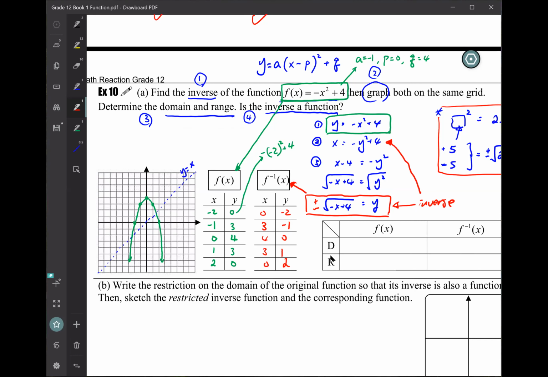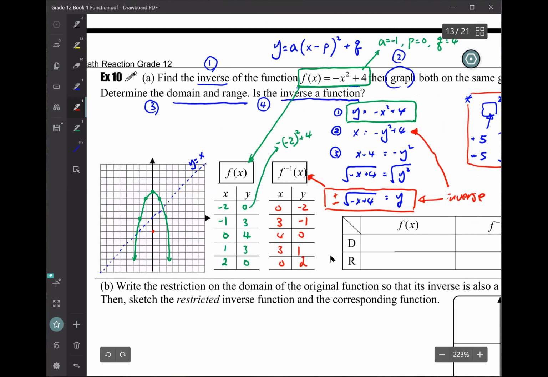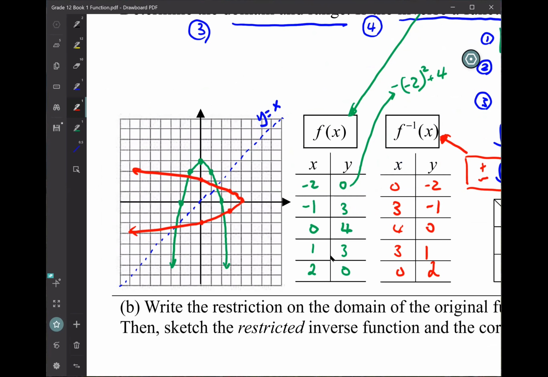All right, so let's check if you got the same graph, okay? So 0, -2, right? And then 3, -1, 4, 0. And then this one will be opening to the left. Okay, so this one you can label it, right? So the red one here is the inverse. Okay, and then the green one is the original. So f of x, the other one is f with a little -1.